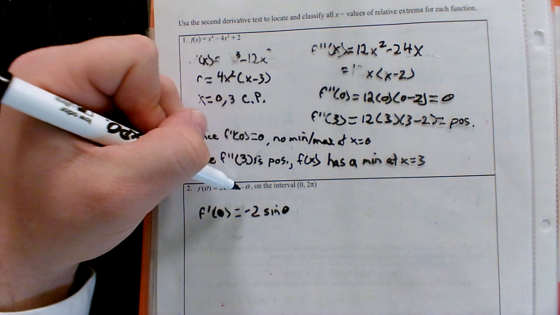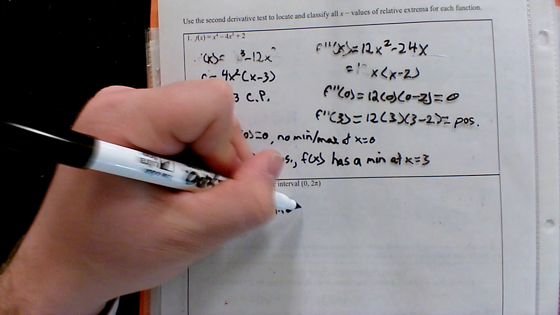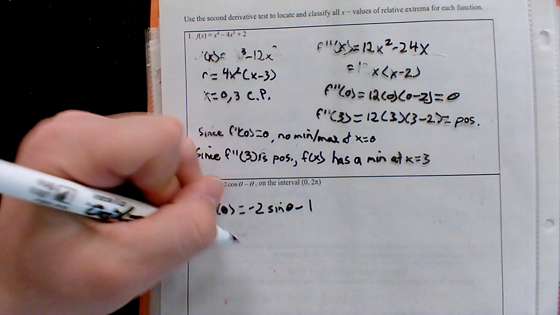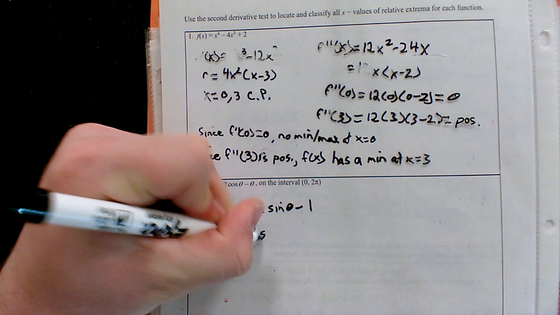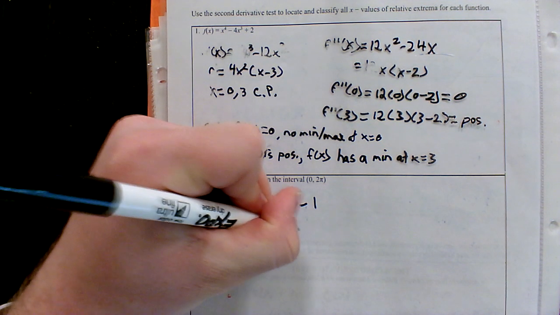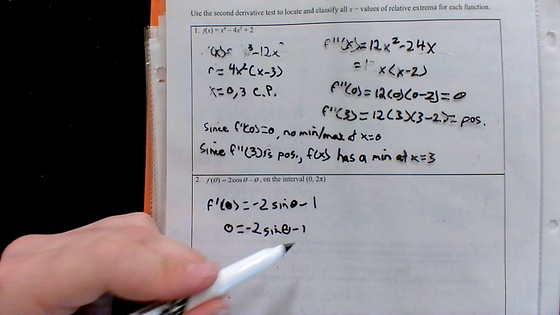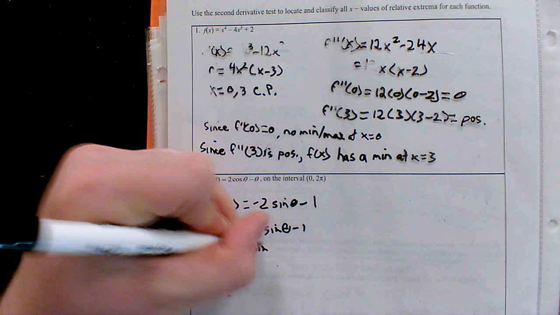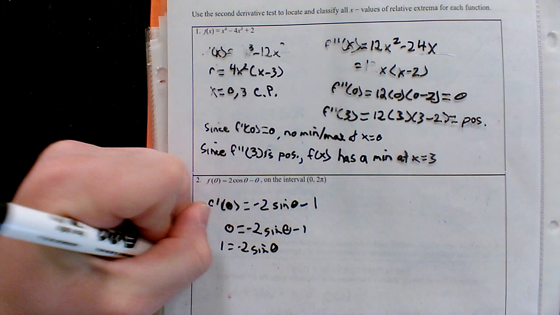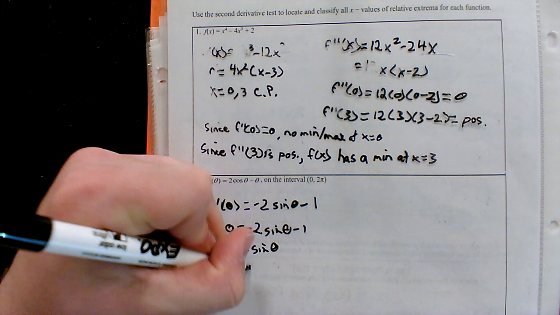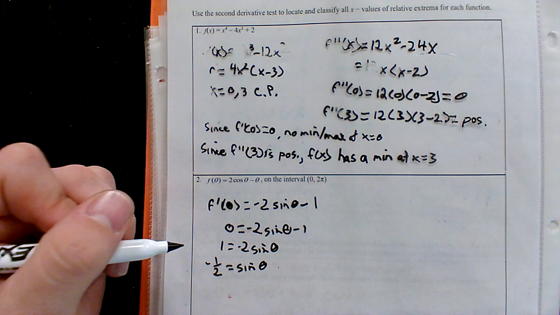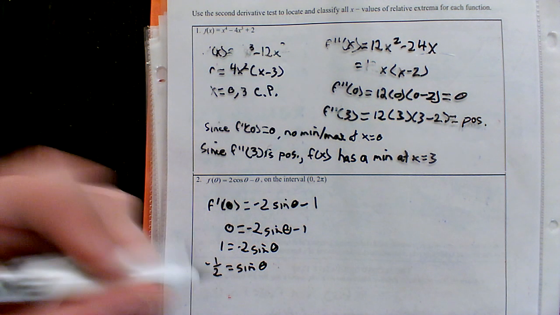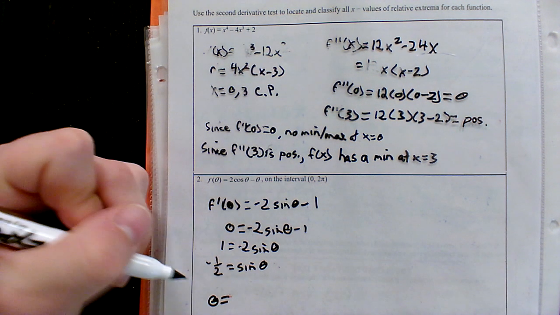Derivative of theta, think of it as an x. 1, so just minus 1. Okay. Set it equal to 0. Add 1 to the other side. Divide by -2. Now, critical points. Got to remember our trig functions. We should get theta equal to what?